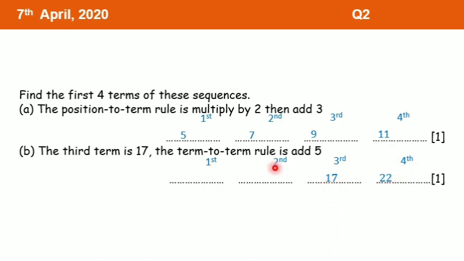For the second, this is the previous term, so we have to do the opposite of add 5, which is subtract 5. So 17 minus 5 will be 12. 12 minus 5 will be 7.